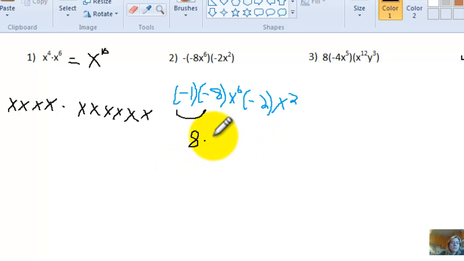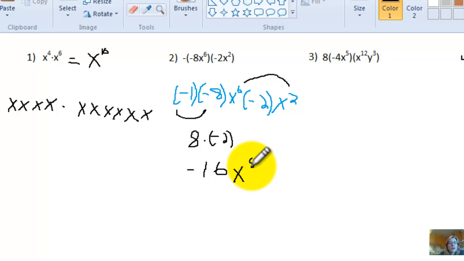So we have a -16. Then we're going to take these exponents. They have the same base of x, so we can add them, and that gives us x to the 8th power. So our total answer becomes -16 x to the 8th power. That's a term, a simplified term.